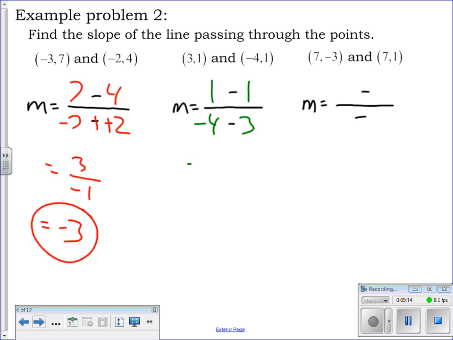So I have 0 over negative 7, which is 0. I can have 0 in my numerator. I cannot have 0 in my denominator. 0 in my numerator is 0.